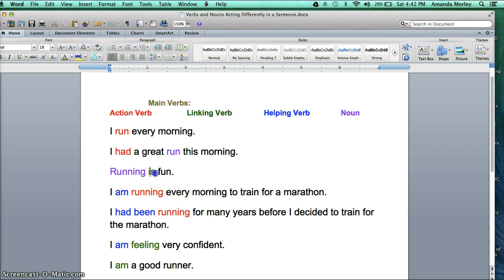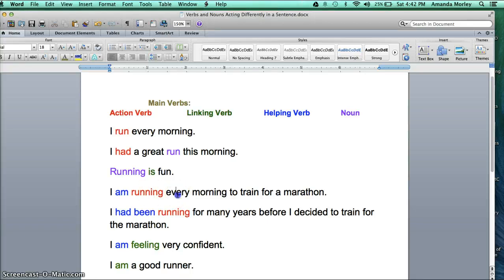Is can serve as an equal sign. If I take that away and I just make it an equal sign, right? Running equals fun. That makes sense. And so is is a linking verb. You remember that practice? Okay. So running in this sentence is a noun. It's a concept. It's an activity. It's standing in the place of a thing, okay, or idea.